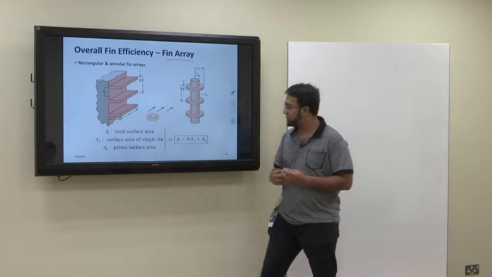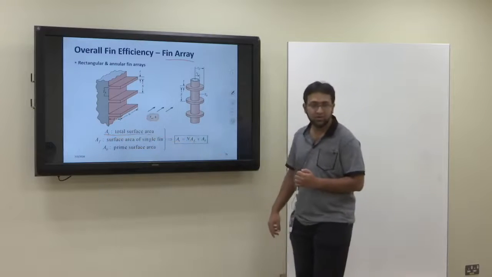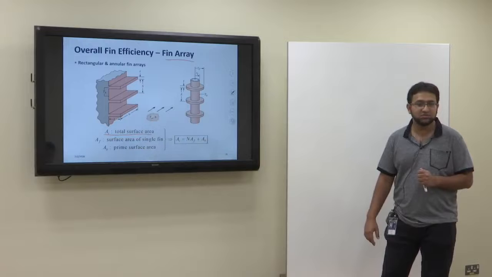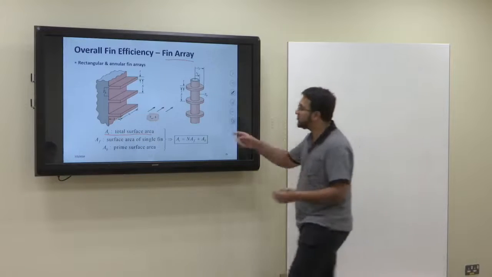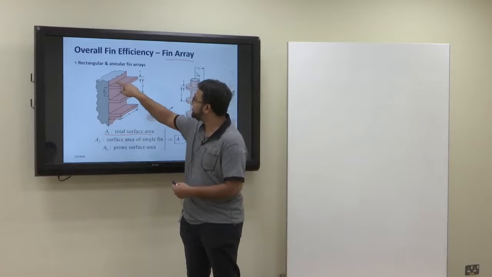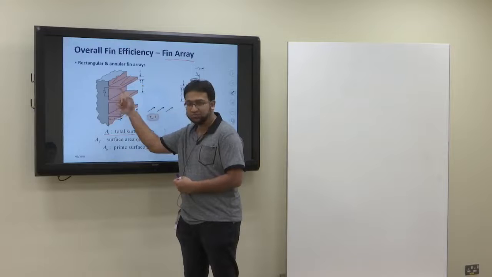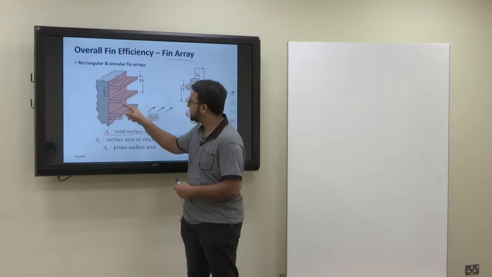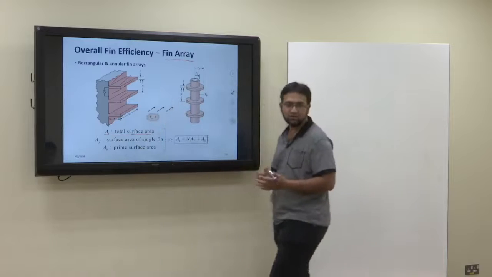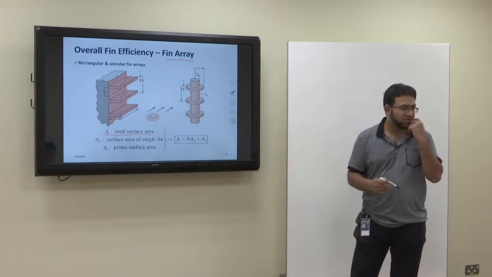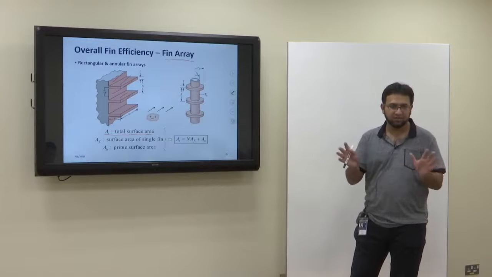First of all, a terminology is AT, the total surface area. For example, in this case, it is the surface area here, then here, then here, then at the bottom, then here, here, at the bottom of this fin. All the complete surface area, with the fins, everything, is the total surface area.